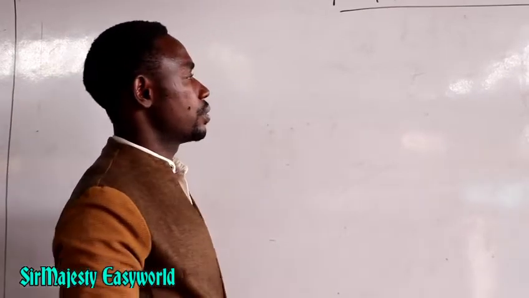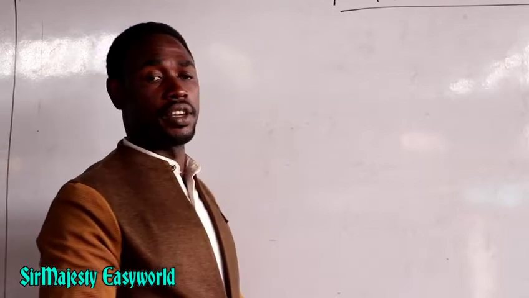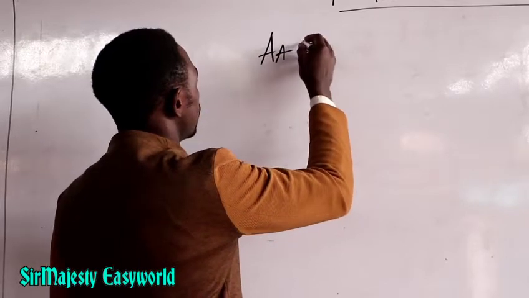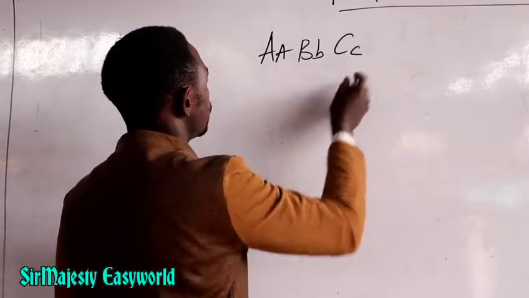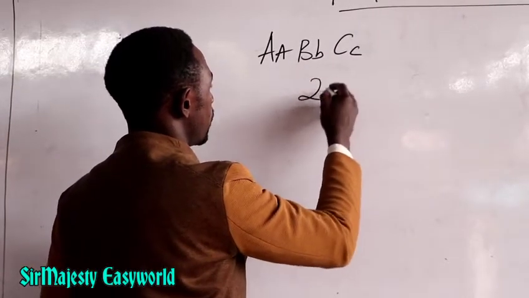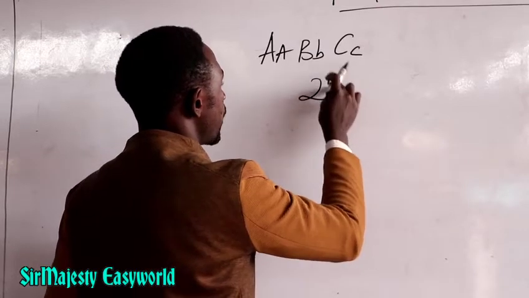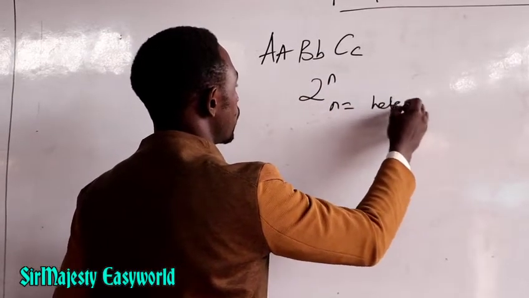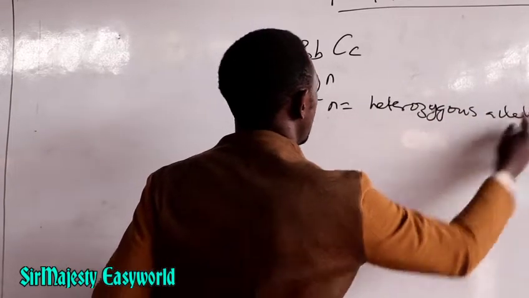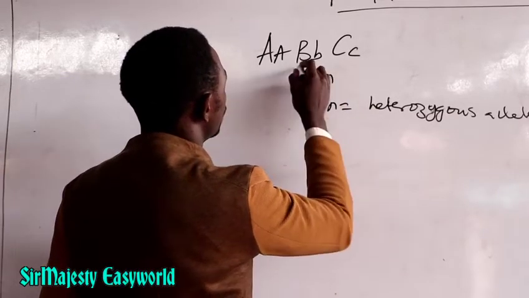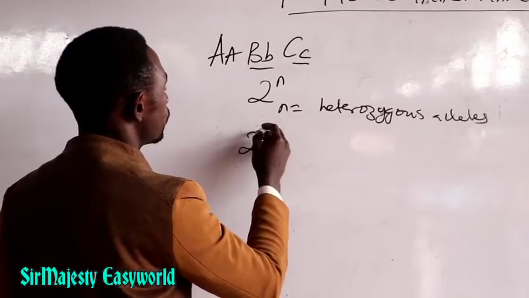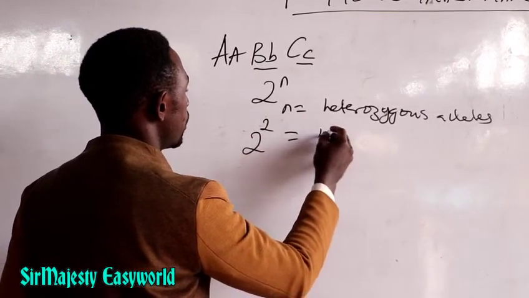First, we will take a look at how to get the number of gametes in a given genotype. Take, for example, a genotype like this, capital C, small b. To get the possible gametes that will come out of this genotype, you have a formula which says 2 raised to the power n, where n is the number of heterozygous alleles. Here we have only 2 heterozygous alleles, and this one is homozygous, therefore our n is 2. So the total number of gametes we will get is 2 raised to the power 2, which gives us 4.